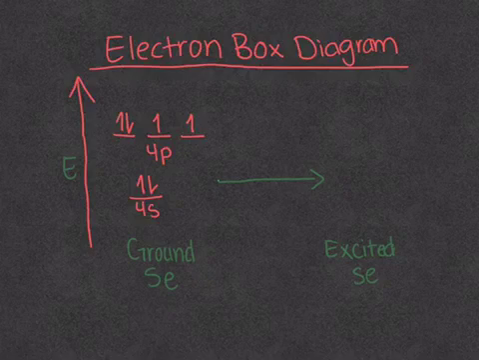Now we have the electron box diagram for selenium. We have 4s and 4p. We have 4p because if you were to look at the periodic table, we will see that selenium falls into the 4p, and we know that selenium has a total of 6 valence electrons due to the periodic table, so that explains why our 4p is filled up.